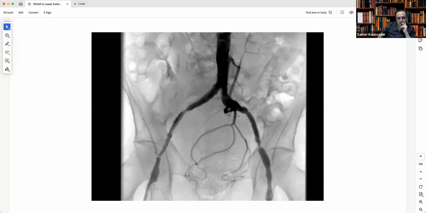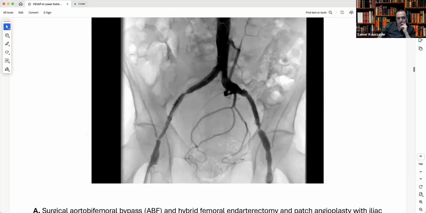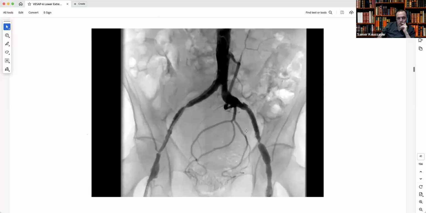So you have a stenosis here. You have a stenosis here. Femoral looks okay. What else do you see here? What's the problem with this picture? What don't you see? The internal iliac, right? Both are gone. I don't see internal iliac. I don't know if it's a disease or they're covered by a stent. Maybe they used a covered stent. I don't know.